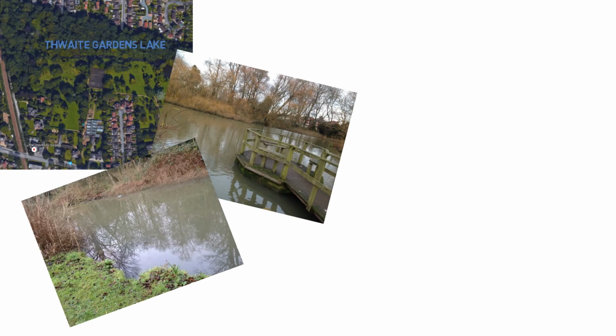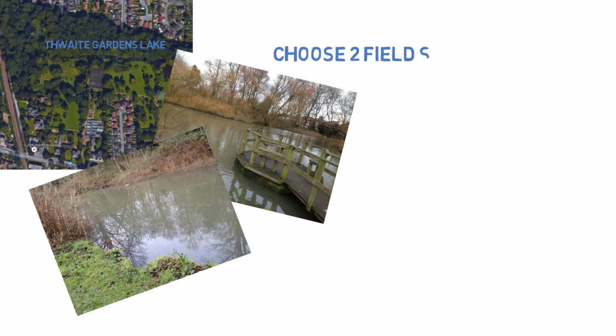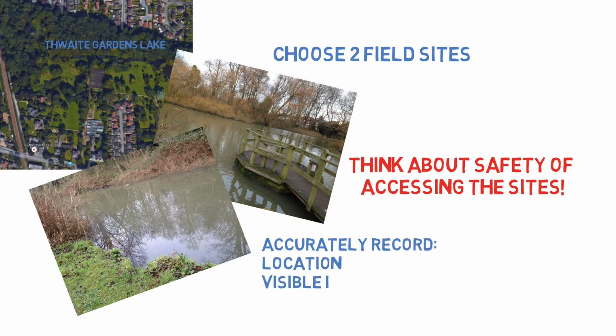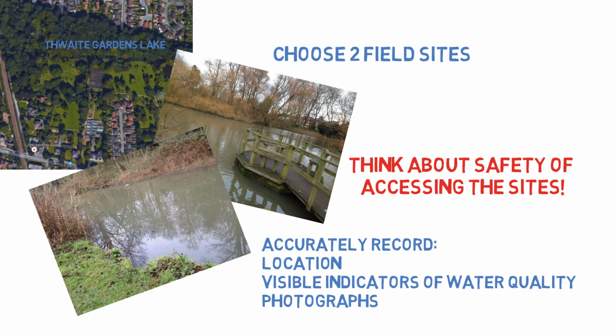So when we get to the gardens, you're going to identify 2 different field sites to take samples from. You'll need to think about your safety when you choose those field sites, and also think about areas that have differences in water quality. You'll want to make some observations about those sites. You might want to take some photographs of them so that you really know where you've taken your data from.